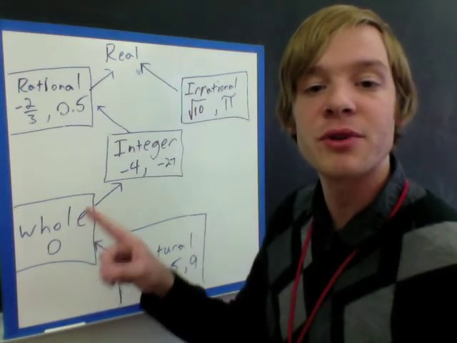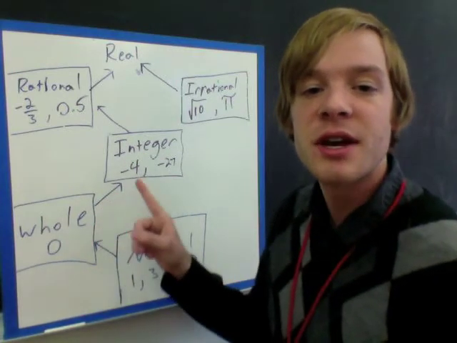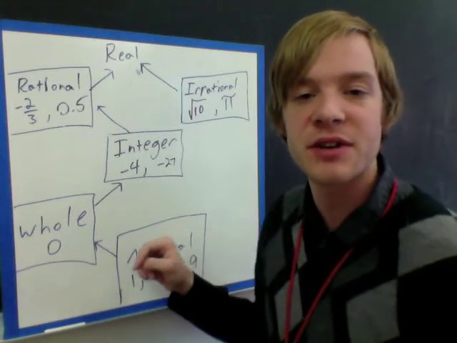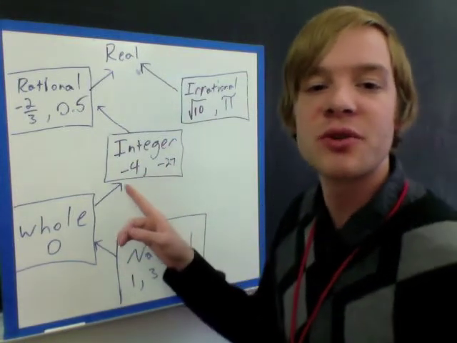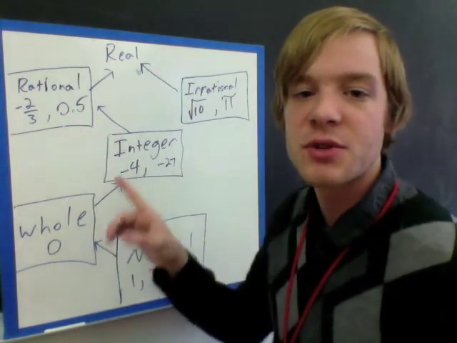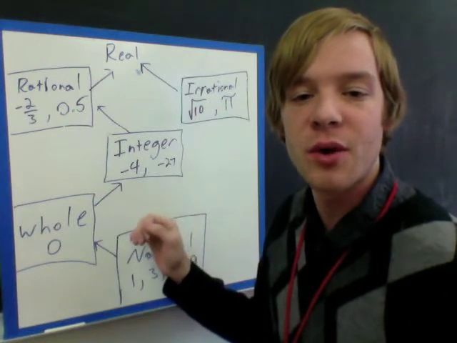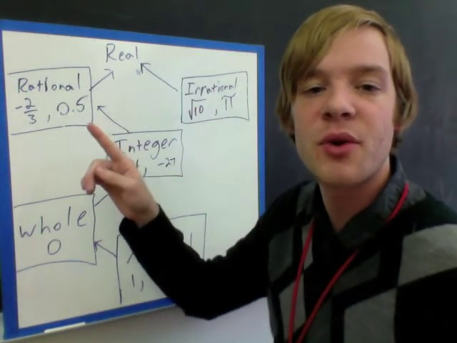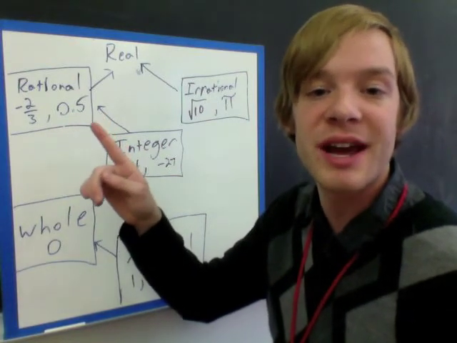All whole numbers are integers. That's why I've got the arrow pointing to integers. Integers throw in the negative numbers. So I've got -4 and -27 here as a couple examples. Once again, all integers are included in rational numbers. So integers were our positive and negative whole numbers that also included 0. Rationals throw in fractions and also decimals that can be rewritten as fractions.